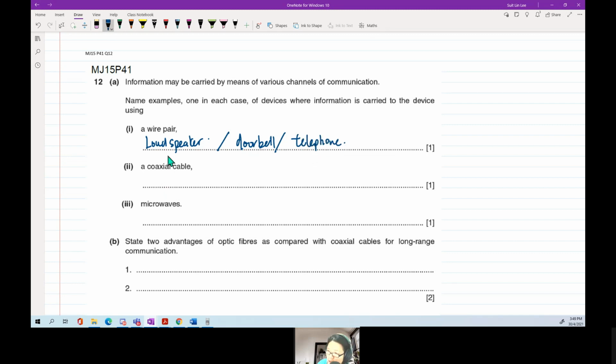Okay. Coaxial cable. Coaxial cable is normally used for TV set, your audio amplifier. If you play the electric guitar or your electric bass, they have a thicker cable. Okay, microwave is normally used for satellite dish or your mobile phone. Okay, you just know one or two each is enough already.